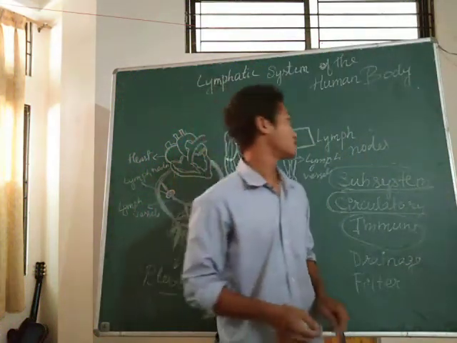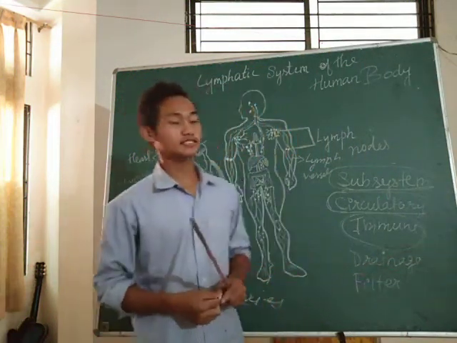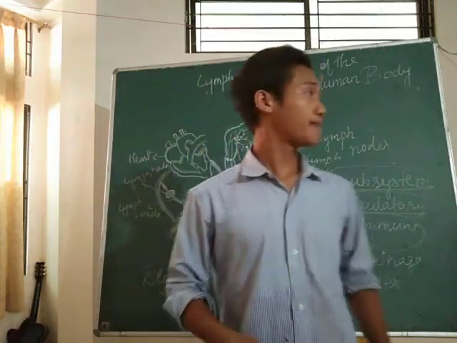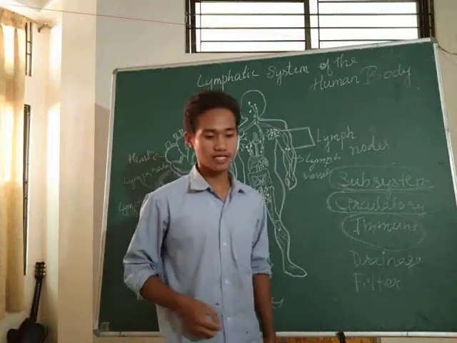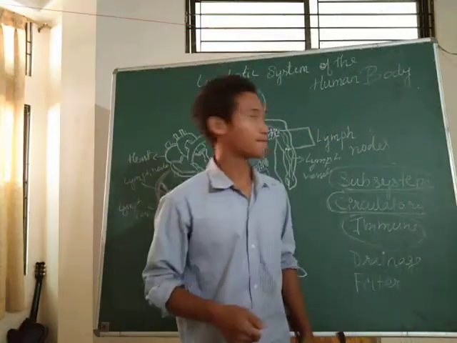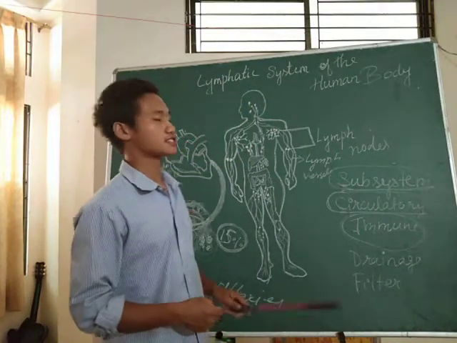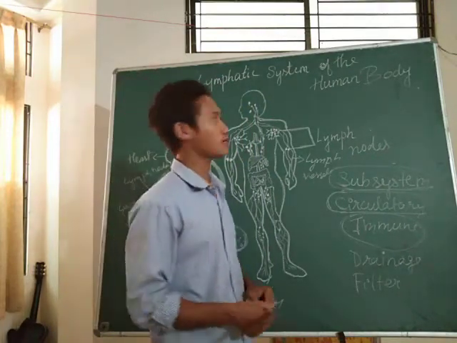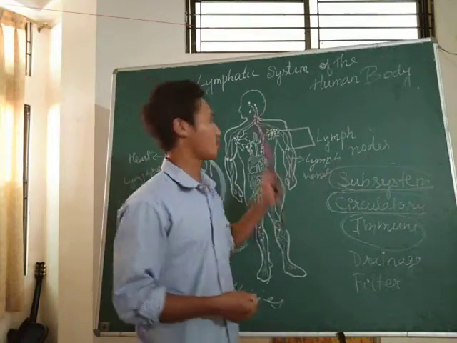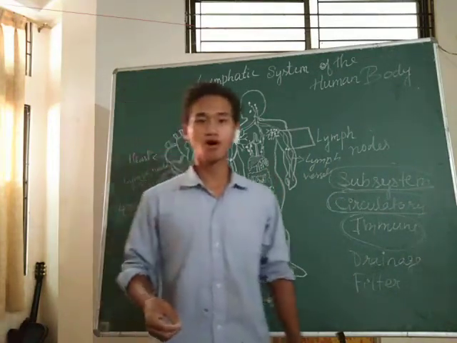Today we are going to discuss the lymphatic system of the human body. Class 7 science, lymphatic system of the human body. This is given on page number 148. In this video we will be learning how the lymphatic system is important in our body. What is the lymphatic system all about?